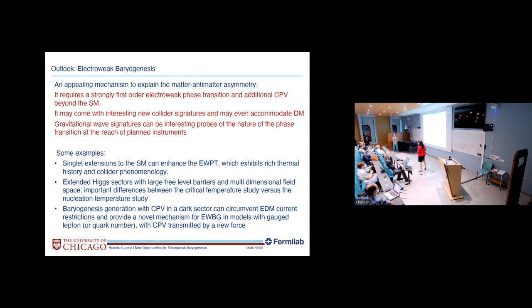And I didn't have the time, but gravitational wave signatures, which are the new kid in town, can be interesting probes of the nature of the phase transition and can be within reach of planned instruments. I tried to show you in a tour de force some examples, but I hope you got convinced of that, and then you can get more convinced about the rest.